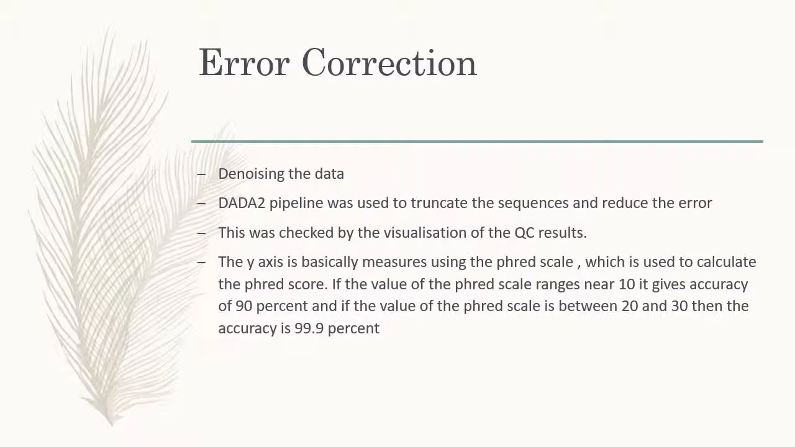Here, as we discussed, we need to go for the error correction, that is, denoising the data. This will be done by the DADA2 pipeline, which is used to truncate the sequence and reduce the error, which was checked by the visualization of the QC results. Basically, we are going to measure the truncation level by checking the Phred score. If the value of the Phred scale is nearly 10, the accuracy is nearly 90%. But if the value increases to between 20 and 30, the accuracy will become 99.9%. That's a very good one.